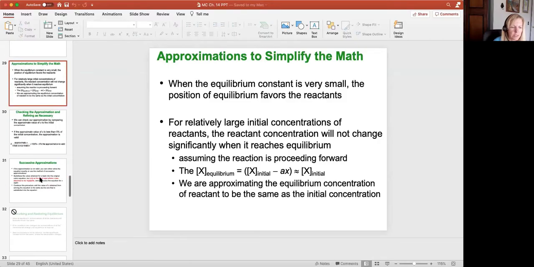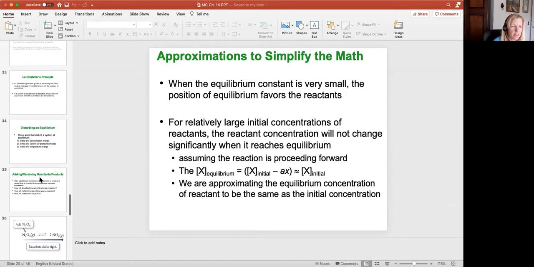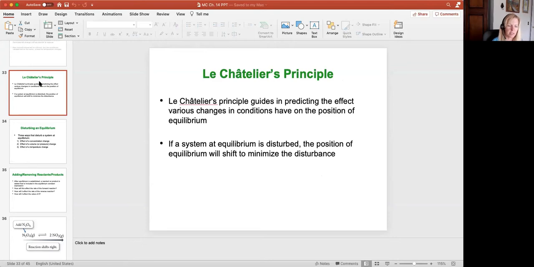All right, we're going to switch gears here, and now we're going to talk about these stressors. Stressors that you can apply to a chemical reaction at equilibrium that are going to shift it in one direction or another. This is called Le Chatelier's principle. Le Chatelier's principle is just that if you have a system that's at equilibrium, you can disturb it. And there are things that you can do to disturb it that are going to shift that equilibrium. It could shift it in the forward direction, or it could also shift it in the reverse direction.